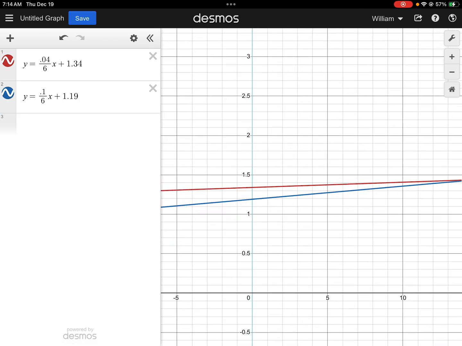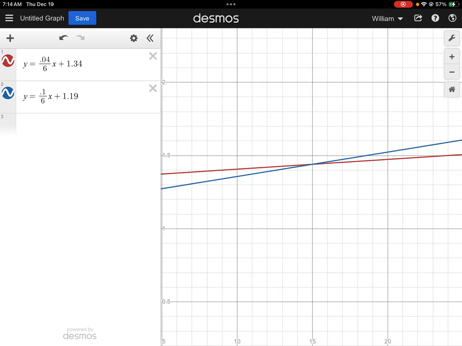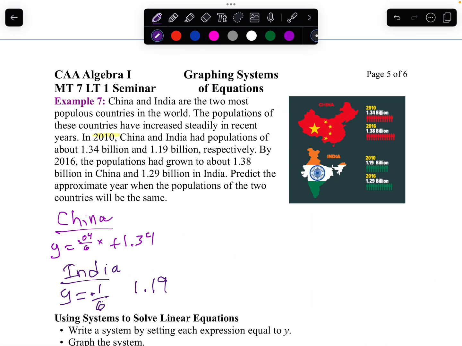And then I can stretch that out with my finger. And then I'm just going to scroll over and I'll put my mouse and click where they cross. Oh, in 15 years, they should be the same according to this. And that population would be 1.44 billion. Because we have to understand what x and y stand for. So 15 years from 2010, so next year, according to our model, they should be the same.